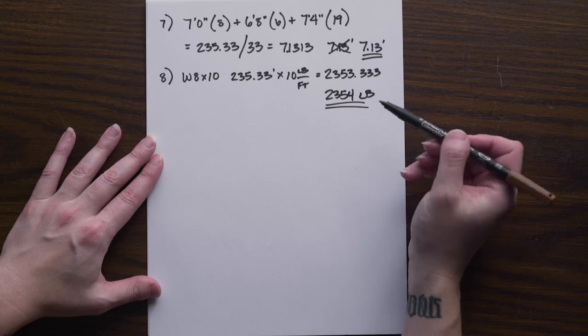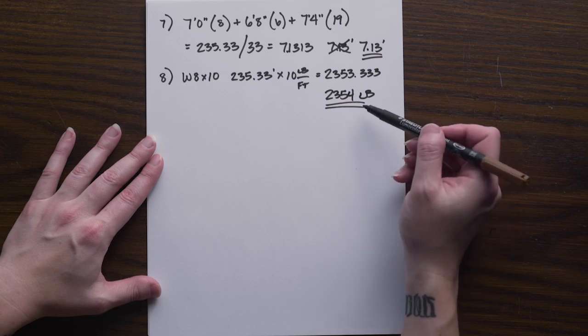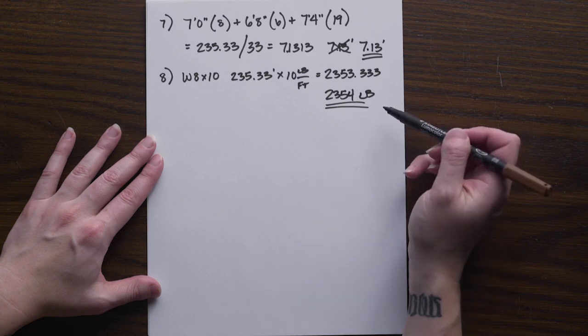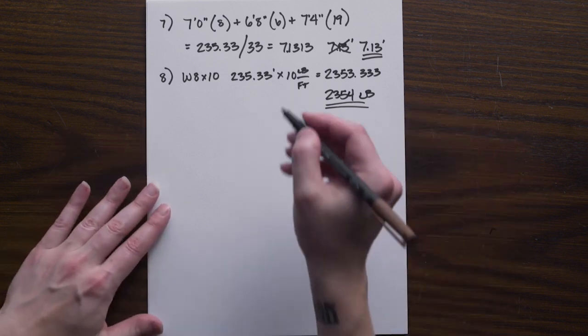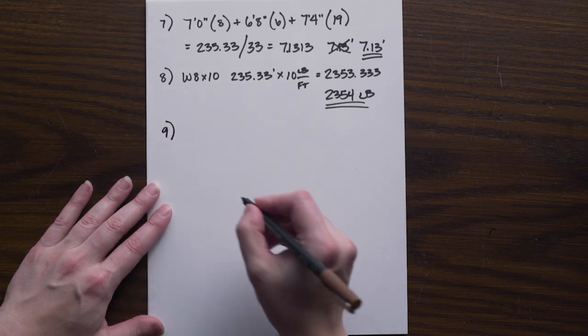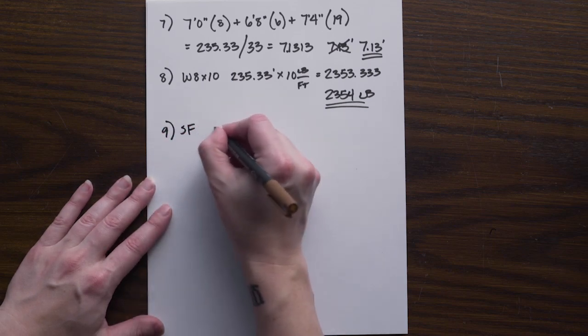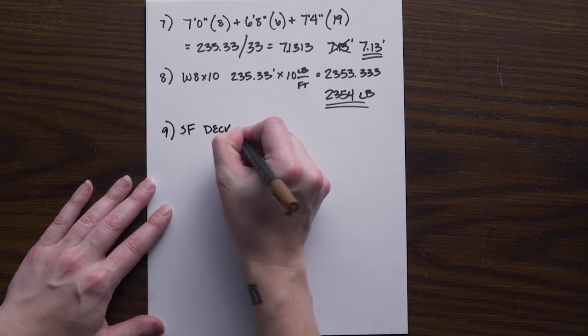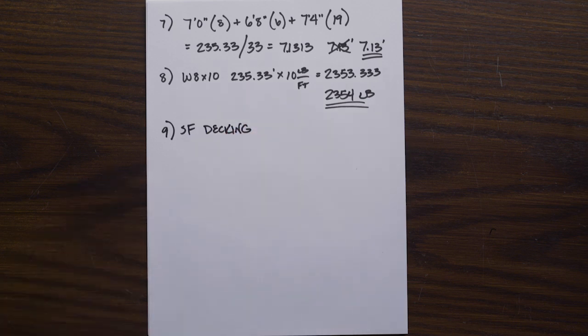So we've calculated the weight for all the columns, all the beams and girders, and all of the joists within the steel structure. The only thing that's left is our decking. So number 9, we are looking for the square footage of our decking. So we need to understand where the decking goes before we can calculate this.